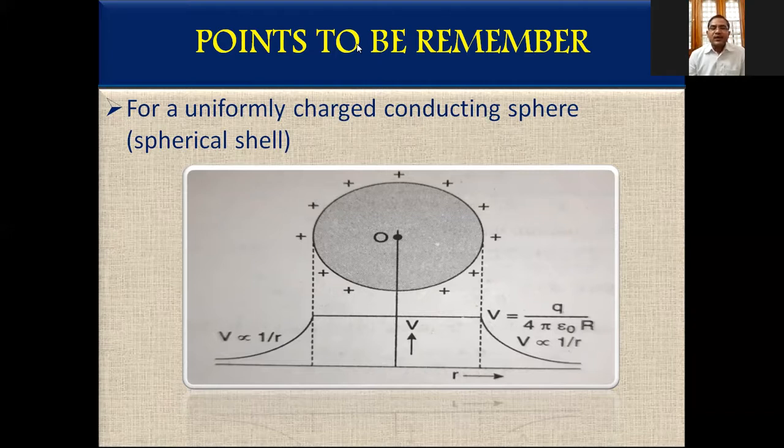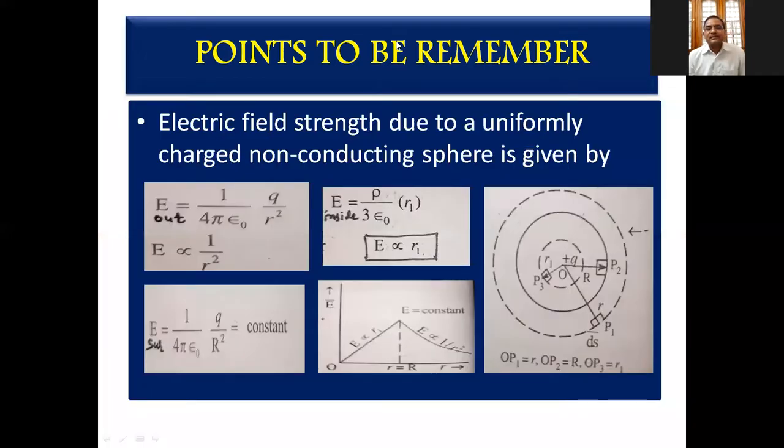In the case of a uniformly charged conducting sphere or spherical shell, the potential at every point inside the sphere is the same, equal to the potential on the surface of the sphere. Therefore, the graph from the center to the surface is parallel to the x-axis. For an external point, V decreases according to the relation V inversely proportional to r. So both the left side and right side, you can observe the same graph.